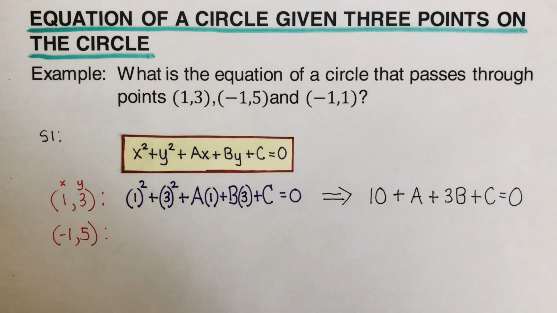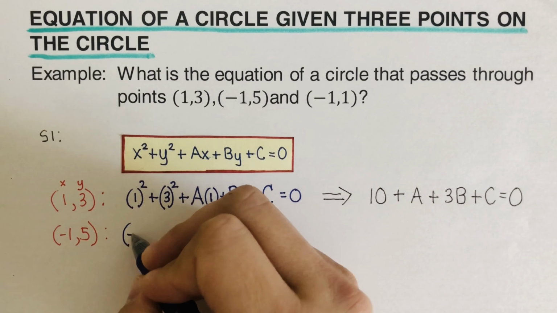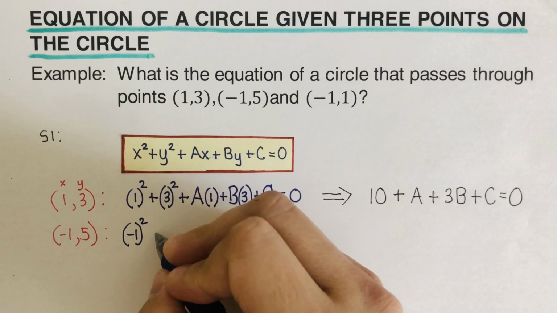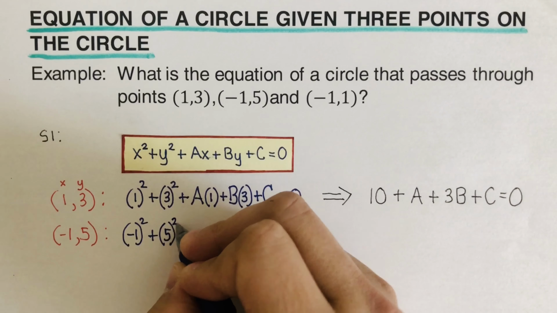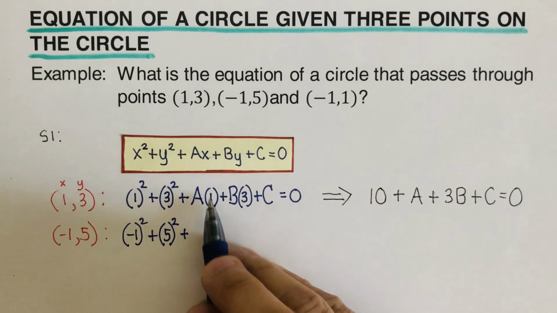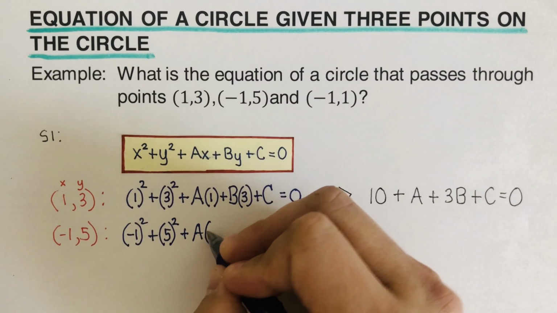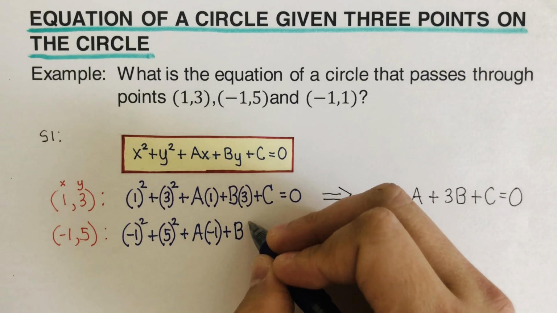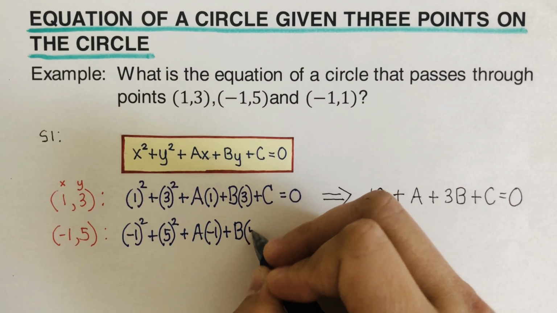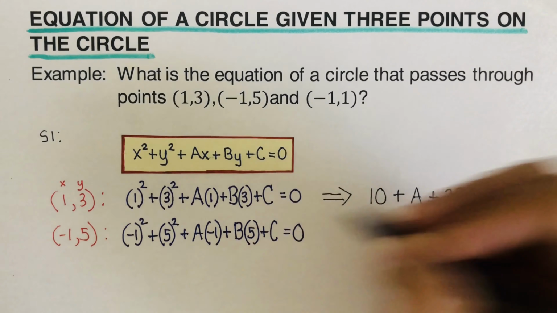Okay, so we go over the problem here. So we have negative 1. So I write negative 1 squared plus 5 squared, plus the x here is negative 1, so that would be a times negative 1, plus our b is missing, but we have the y, which is 5, so I write 5, plus c is missing. So that is equal to 0.